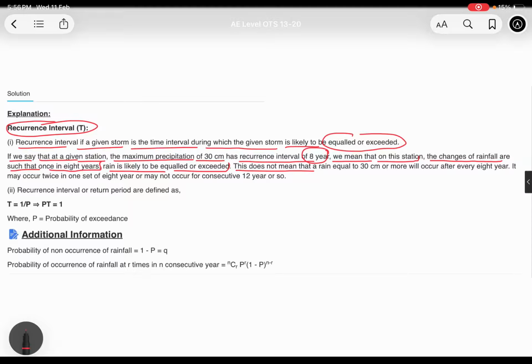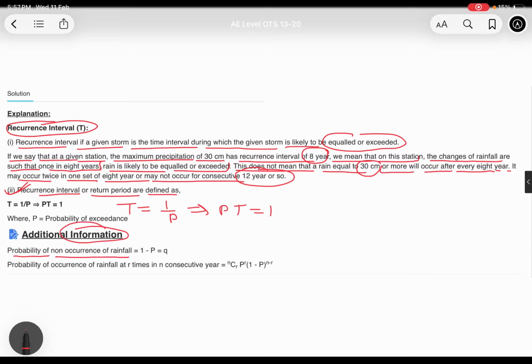This is not to mean that rain equal to 30 centimeters or more will occur after every 8 years. It may occur twice in one set of 8 years or may not occur in consecutive 12 years or so. The recurrence interval or return period is defined as T = 1/P, that is, PT = 1. Additional information: the probability of non-occurrence of rainfall is 1 − p = q. The probability of occurrence of rainfall r times in n consecutive years is nCr p^r (1 − p)^(n−r).